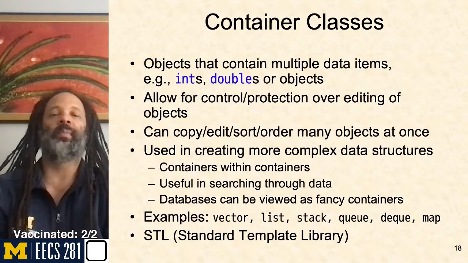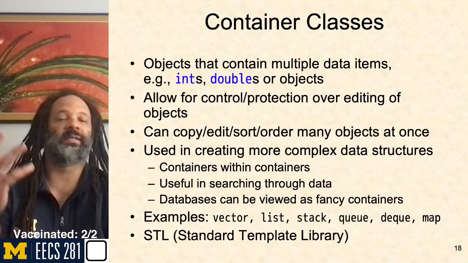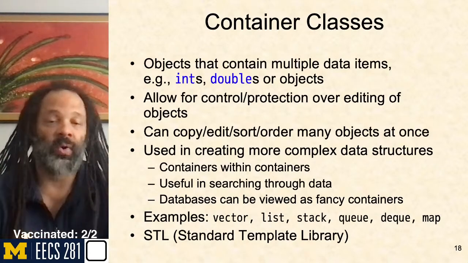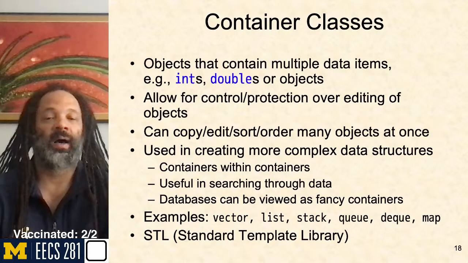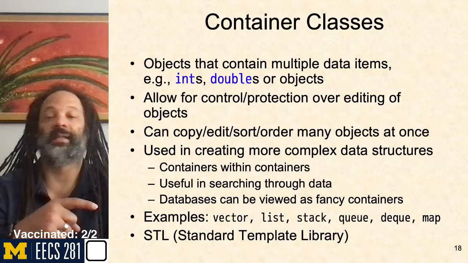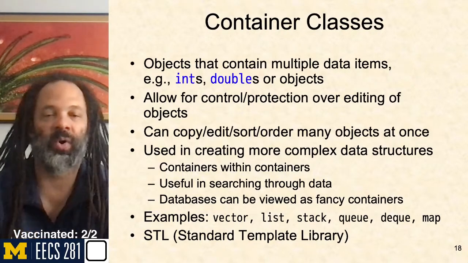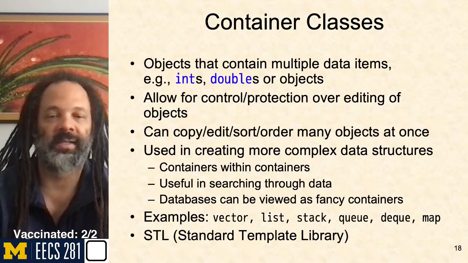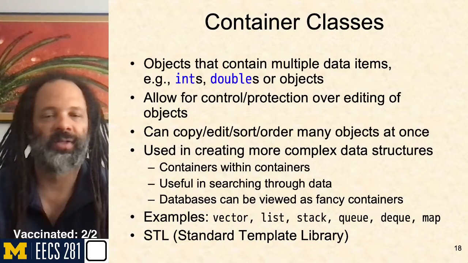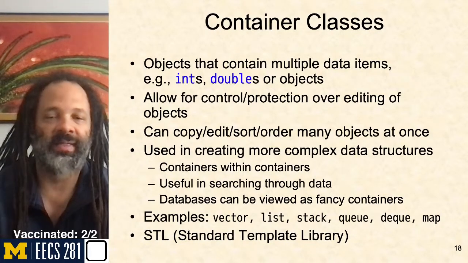So the examples that we'll be looking at throughout the semester, of course: vector, list, stack, queue, deck, map, unordered map. I said list in this list, but we won't be looking at list in 281. We're not going to do a whole lot of work with list. That's the linked list, and we're going to be working with just about everything else but the linked list here.